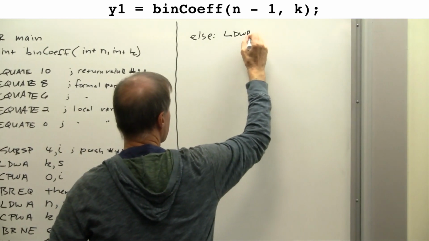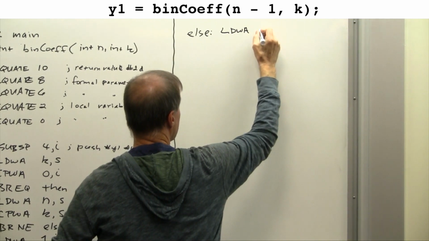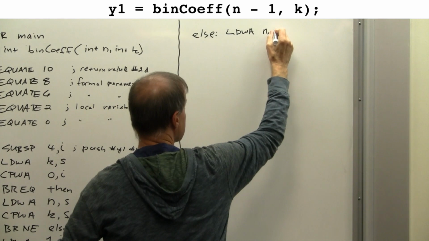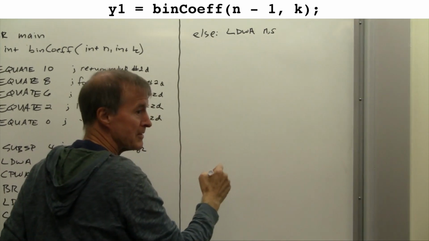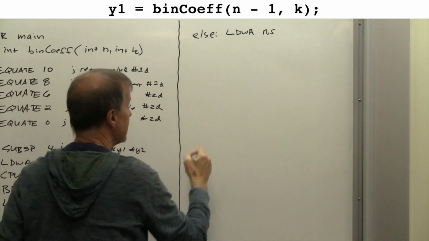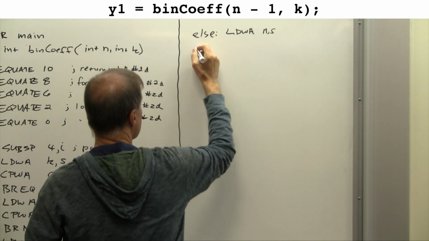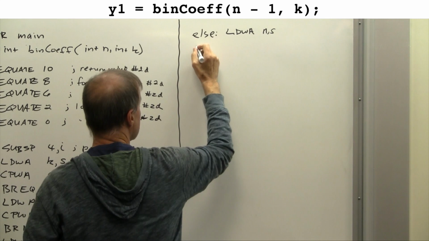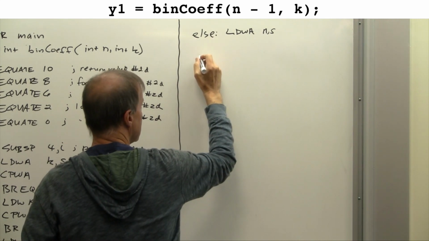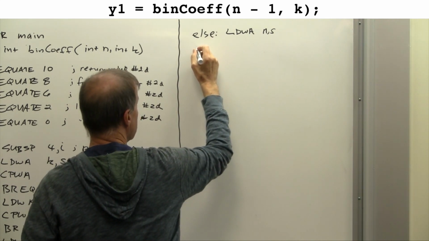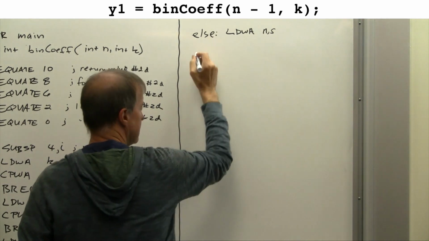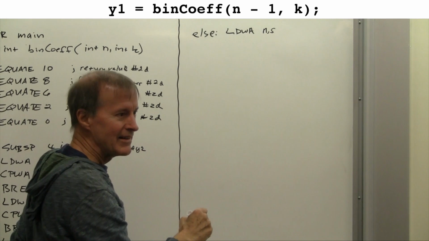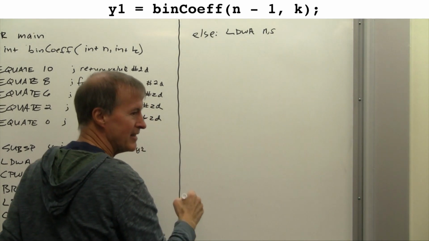First of all, we've got to compute the n minus 1. So how do we compute our n minus 1? Load word accumulator, what? N, addressing mode? Stack relative. Now how do we subtract 1 from it? Is it SUBA? I think so. Add is ADDA, and subtract is SUBA.